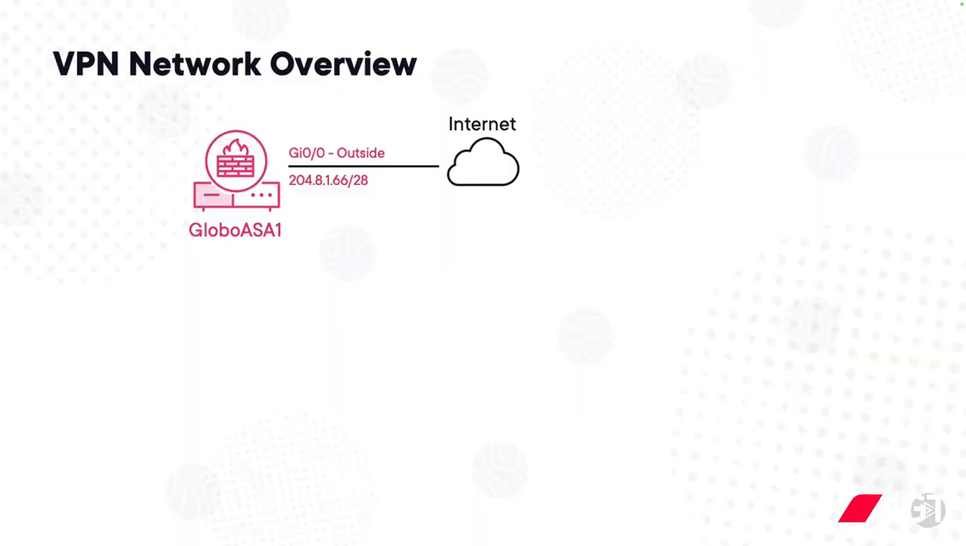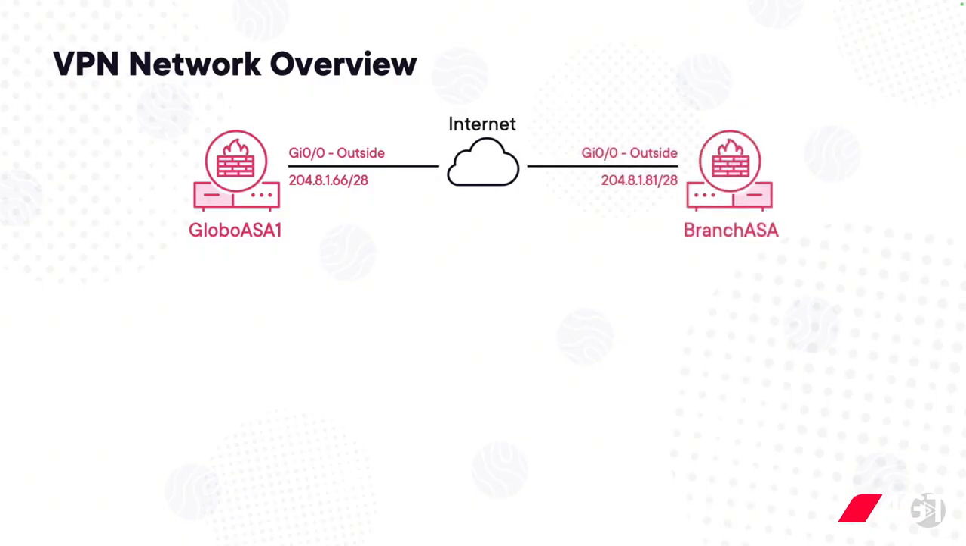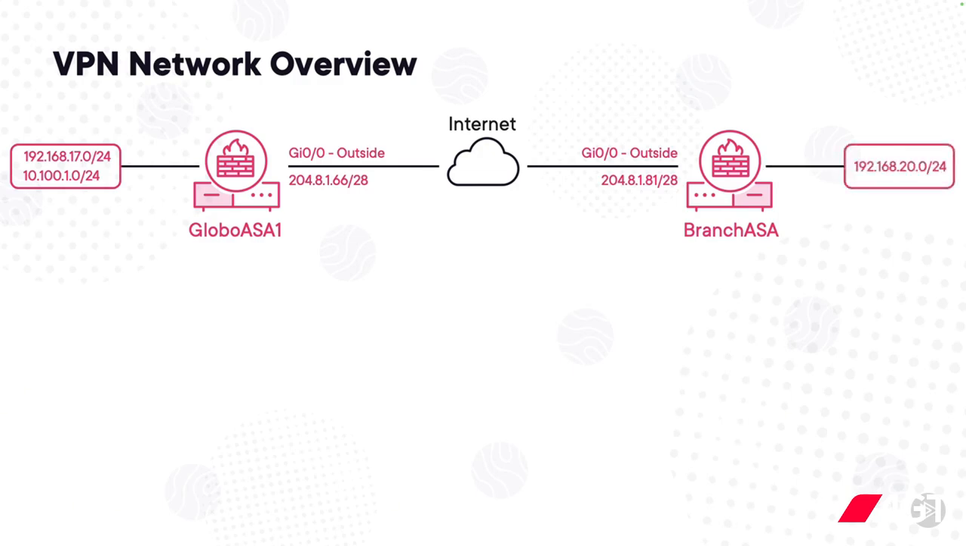For my lab, I have global ASA 1 with the outside IP address of 204.8.1.66, and a VPN will need to be created to the branch ASA, with an outside IP address of 204.8.1.81. The traffic that we'll need to protect on the local side is both the 192.168.17.0/24 network as well as the 10.100.1.0/24 network. And on the remote side, I will protect the 192.168.20.0/24 network. So these networks will be called out in that crypto map ACL.